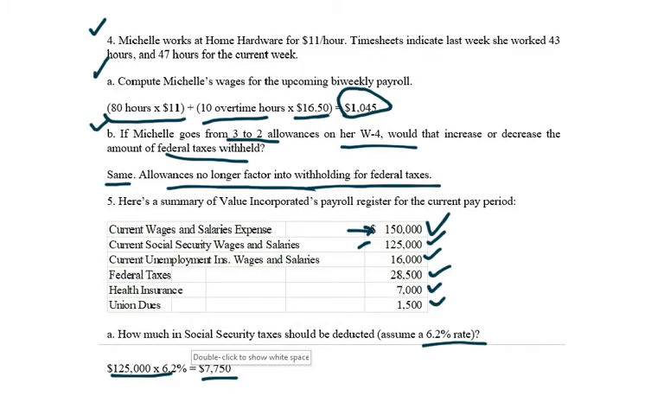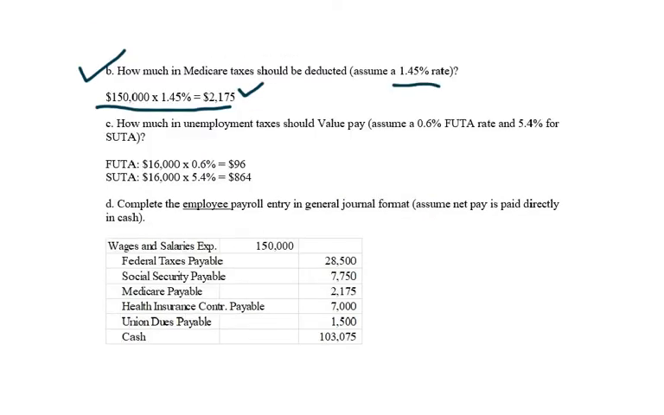And how much unemployment taxes should Value pay? That's going to be based on this number here. This tends to be a low number because remember, the ceiling is only $7,000. So only $16,000 of that total is going to be applied. So it's going to be $16,000 times the federal rate of 0.6%. So only $96 will be subtracted for that, and 5.4% for the state rate.